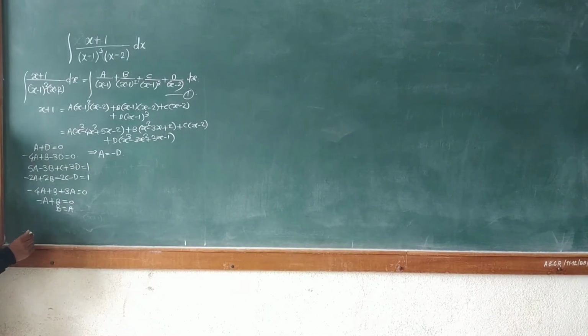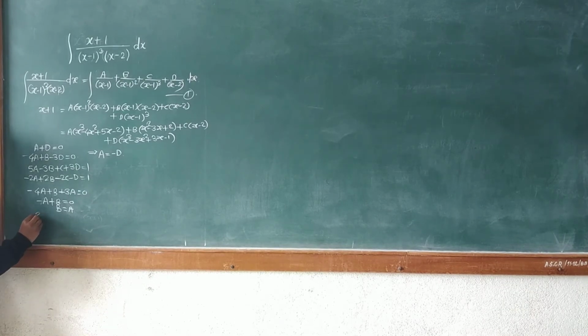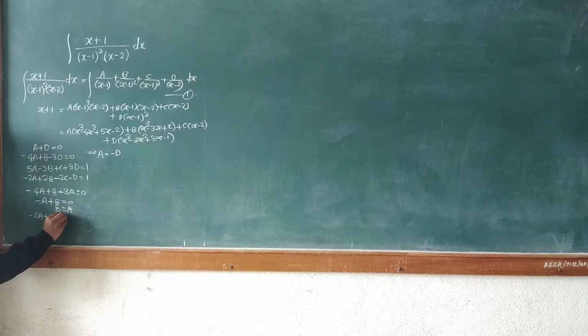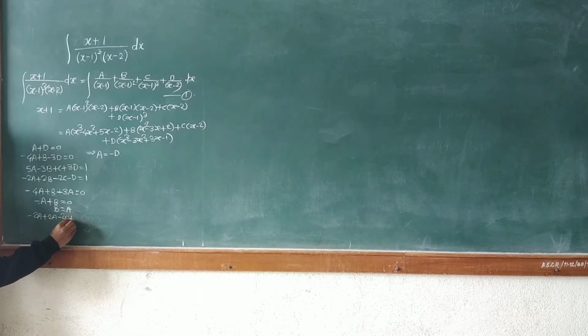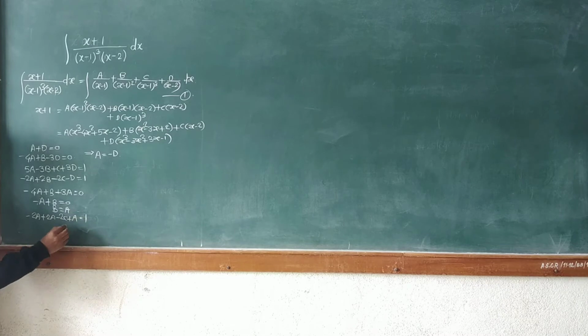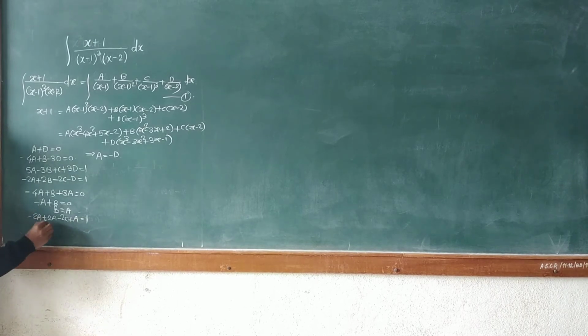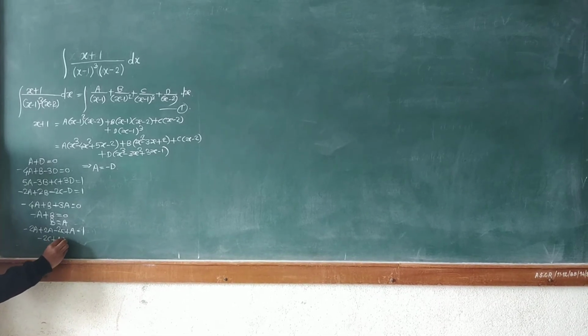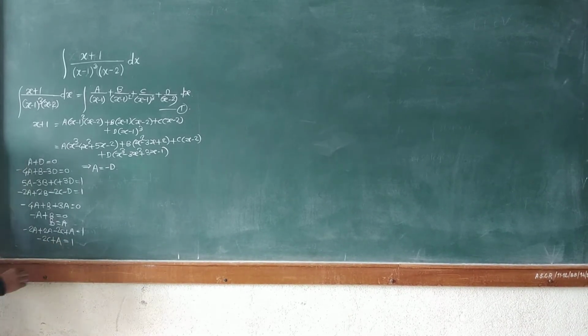So we can write minus 2a plus 2a minus 2c plus a is equal to 1. We have put the values of a, b and d in the last equation. So we get a minus 2c is equal to 1. Number this equation as 2.